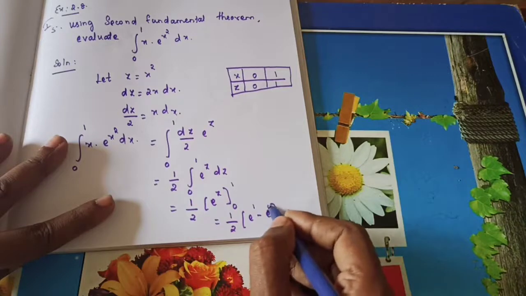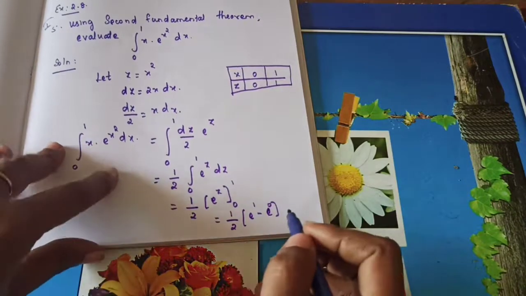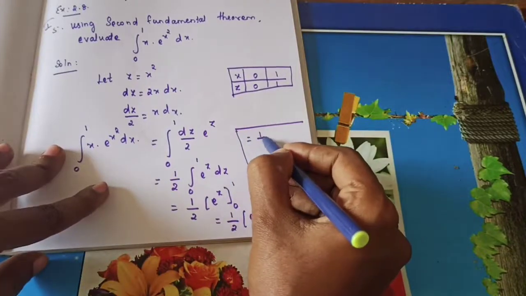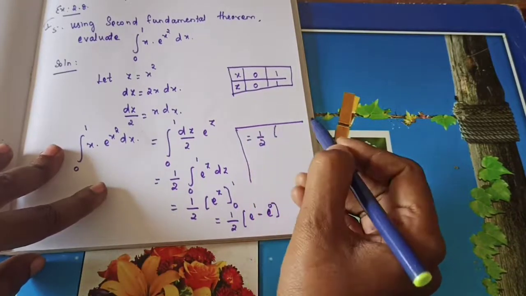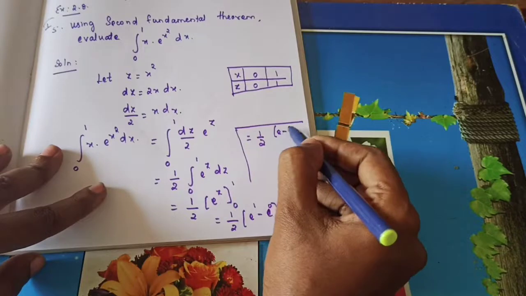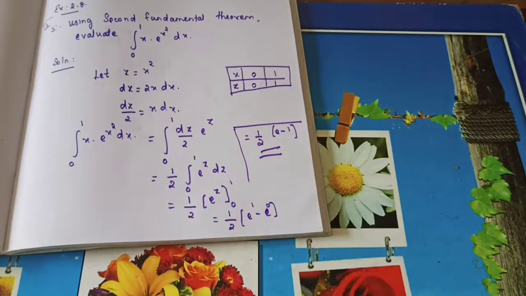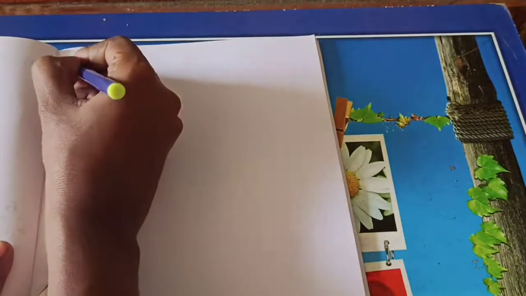E power 0. So what's the value we will get? 1 by 2 into e minus 1. Okay. e minus 1 by 2 is the answer. e power 1 the value is e, e power 0 the value is 1. Okay. Got it? Okay. Next problem.